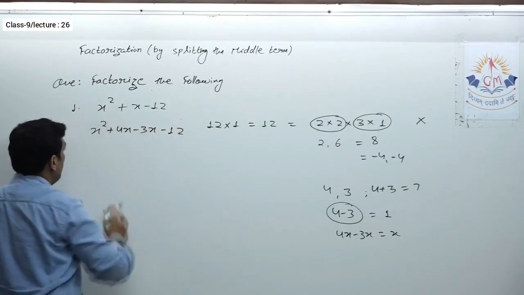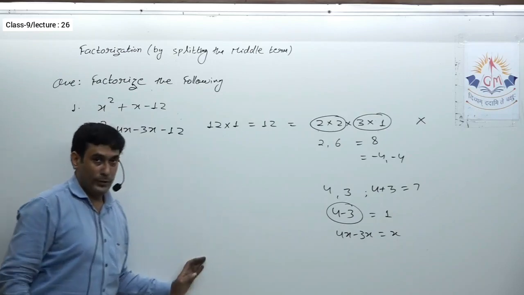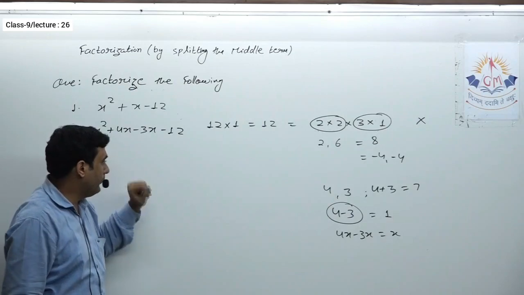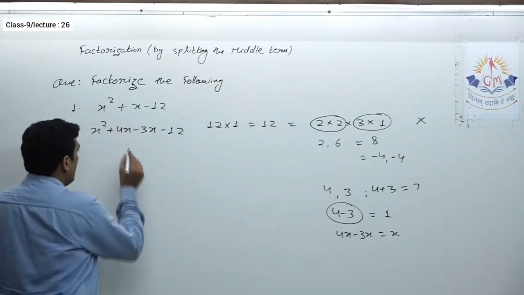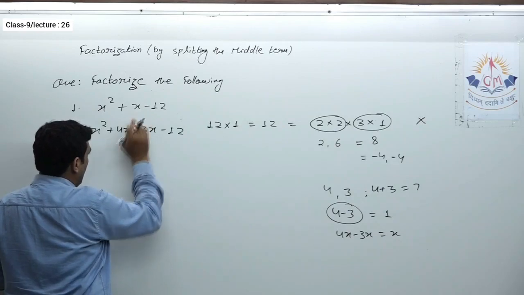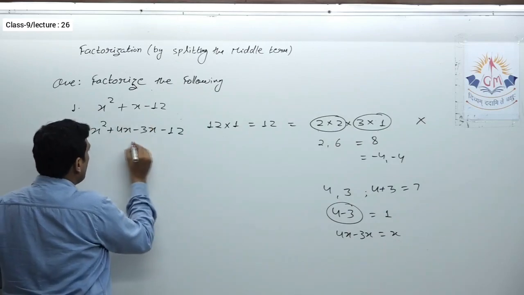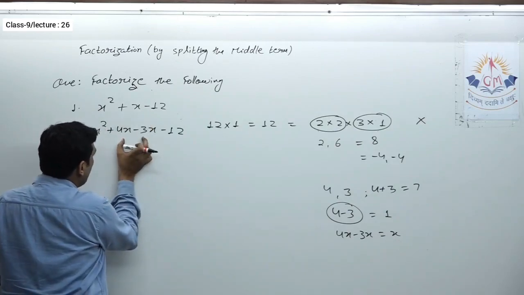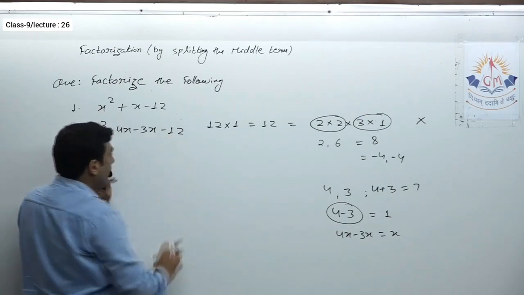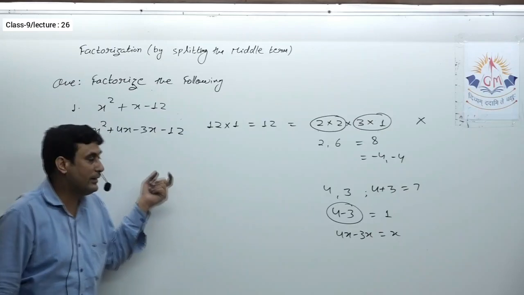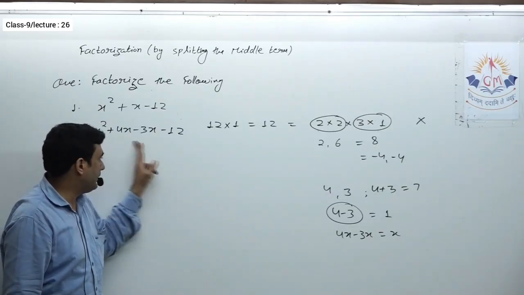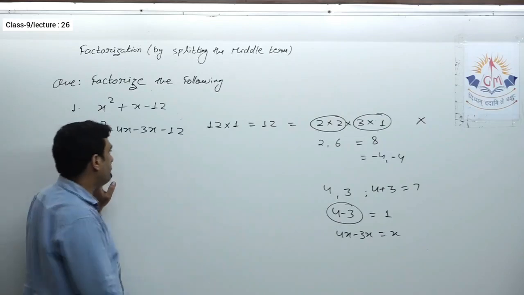Okay. Now one thing more, when you write this x square plus 4x minus 3x, then minus 12. Now before you proceed, there is one more check that you should perform before proceeding ahead. Their difference, that is 4x minus 3x, is definitely x. As well as do check their multiplication. Product of these two should be equal to the product of these two. If these two criteria are fulfilled, then we'll say definitely this step is correct.